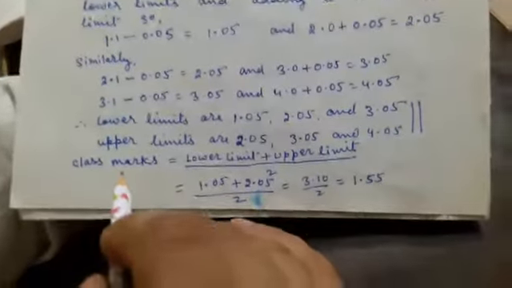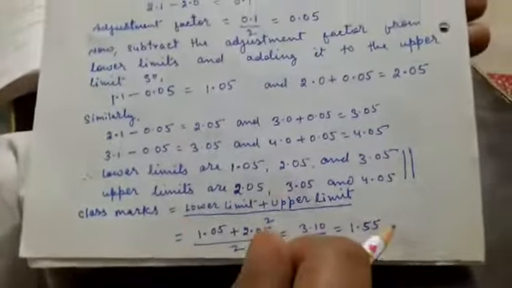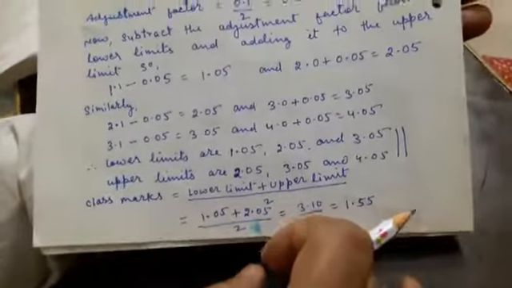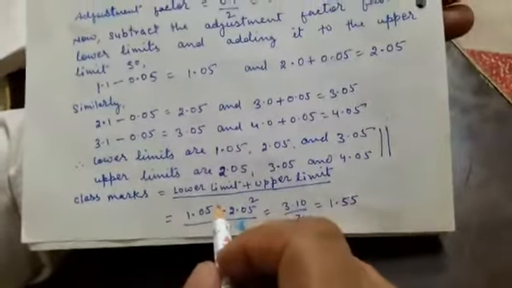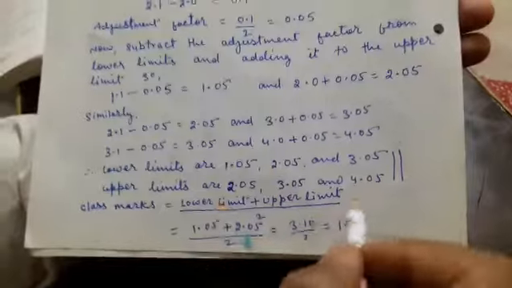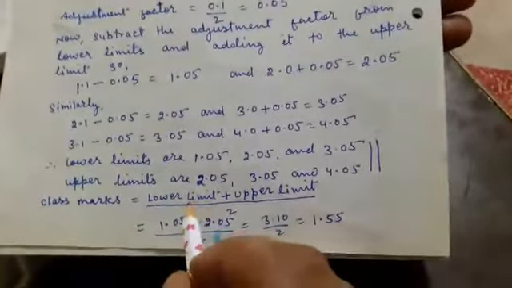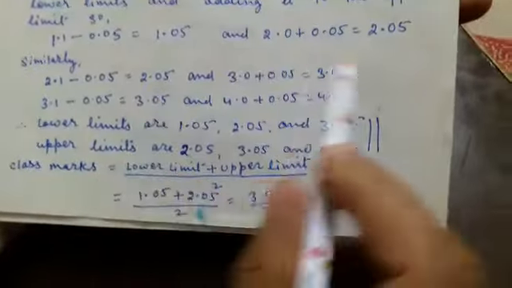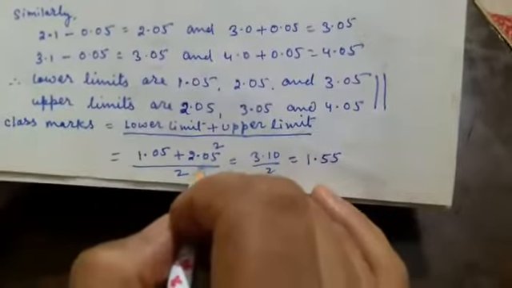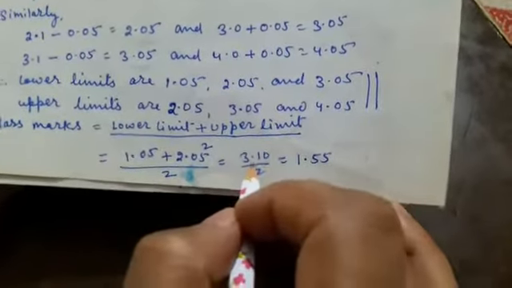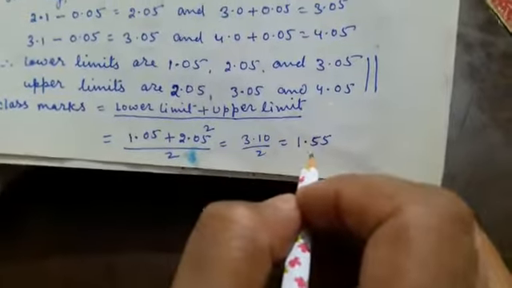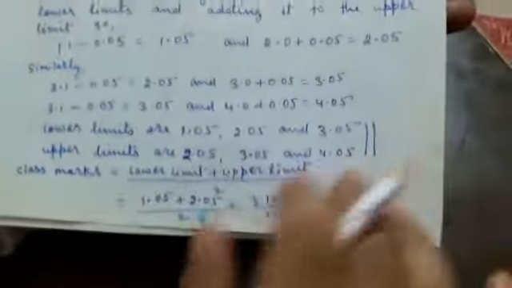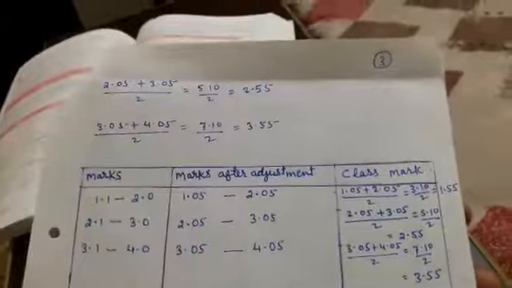Now let us find the class mark. Dear students, I told you how to find the class mark. Actually, it is the mid value of the class interval. So how will you find the mid value? Lower limit plus upper limit divided by 2. So here, 1.05 plus 2.05 divided by 2 is equal to 3.10 divided by 2, which is equal to 1.55. 1.55 is the class mark for the first class interval.